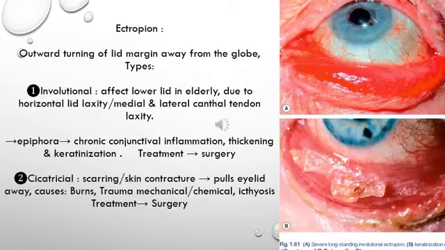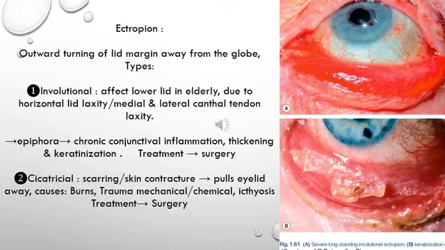Ectropion. Ectropion means outward turning of the lid margin away from the globe. Also, we have five types here. We have involutional ectropion, cicatricial ectropion, paralytic ectropion, mechanical, and congenital ectropion. Involutional ectropion affects the lower lid in elderly patients due to horizontal lid laxity, medial and lateral canthal tendon laxity and weakness that occur due to age.